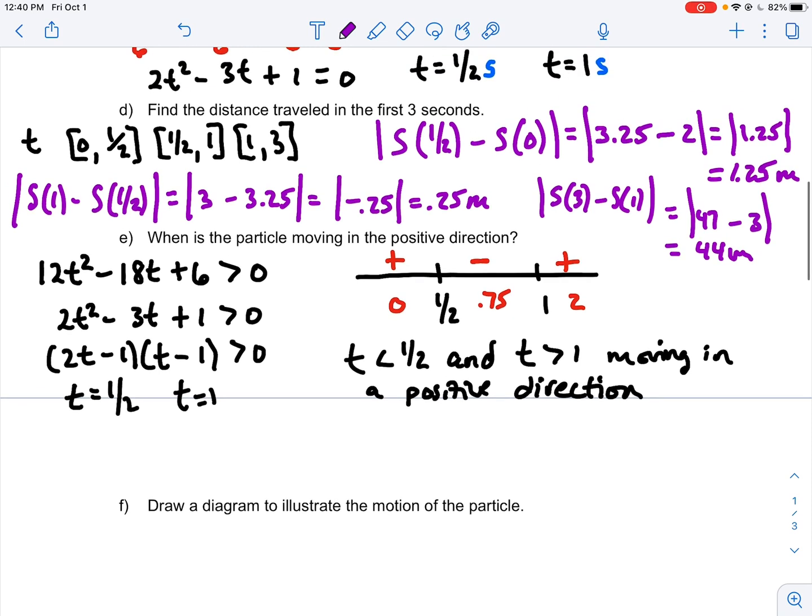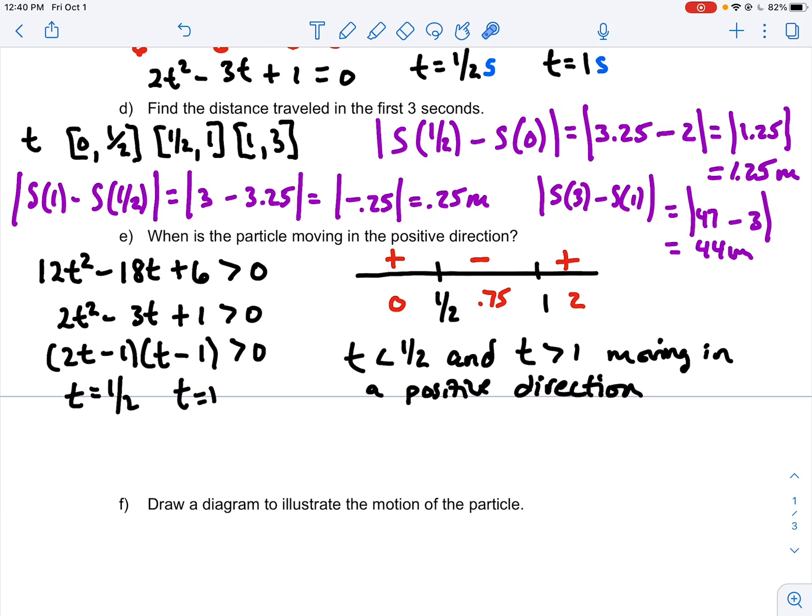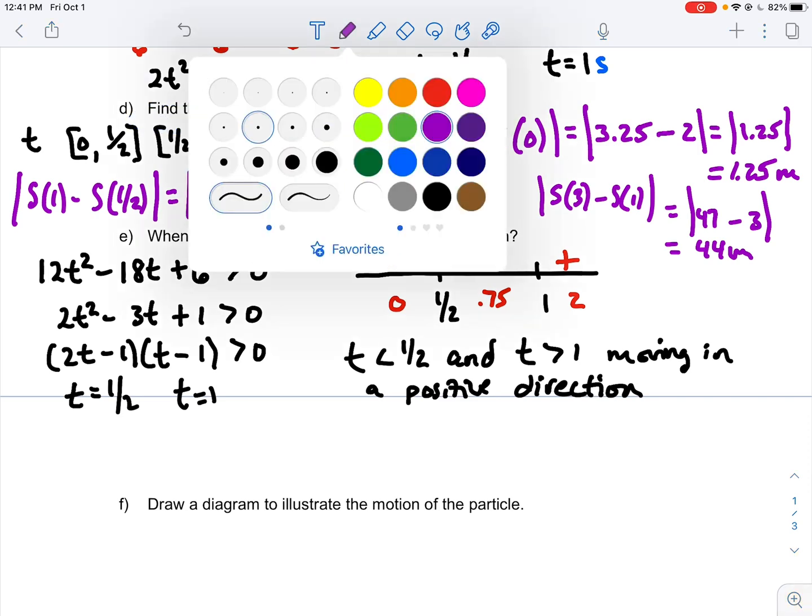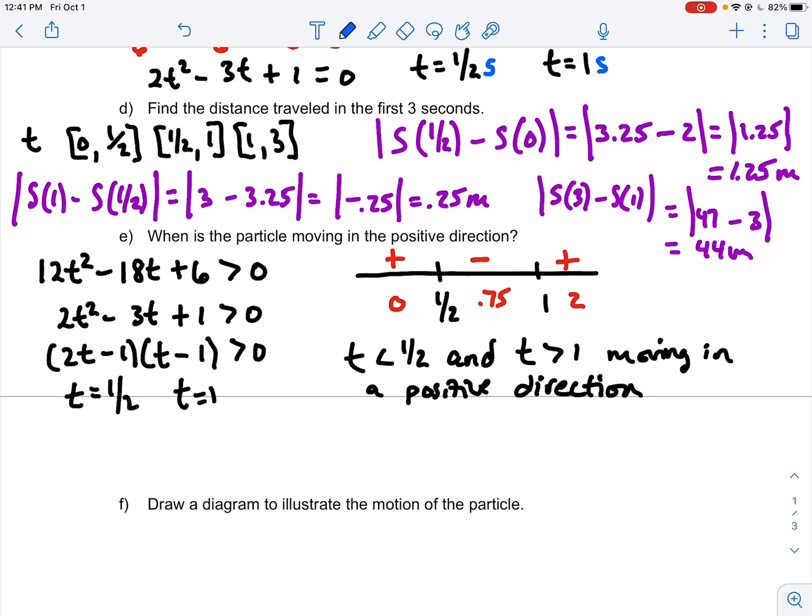Now, notice what it asked, okay? Each of these represents the distance traveled in each of these individual intervals. The problem asks, find the total distance in the first 3 seconds. Okay, so to find our total distance here, we need to add together all our distances here. So 1.25 plus 0.25 plus 44 gives us 45.5 meters for that particular problem.